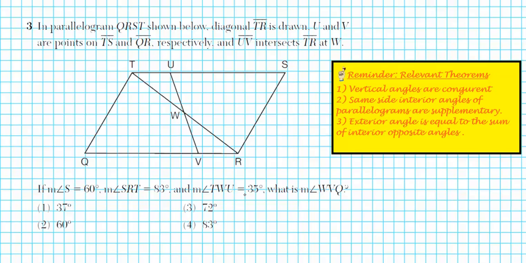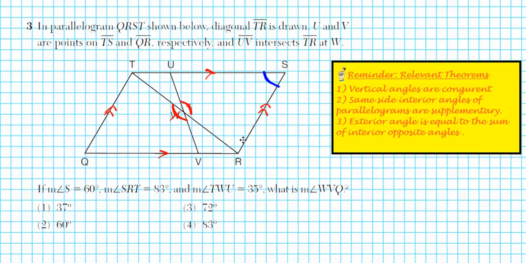All right, so to get started, just a real quick collection of theorems I would like you to keep in mind as we solve this problem. First of all, you want to remember that vertical angles are congruent. So in this figure we have right here, this is a parallelogram. This side is parallel to this side, and this side right here is parallel to that side. Vertical angles, for example, these are vertical angles. They're congruent. Another thing you want to keep in mind is that same-side interior angles of parallelograms are supplementary.